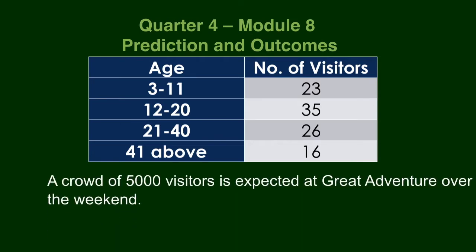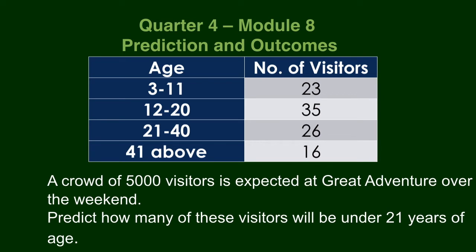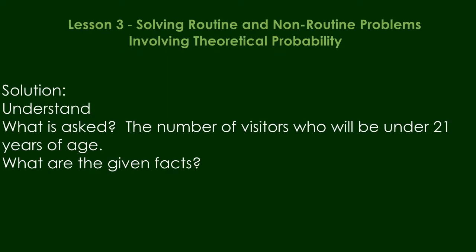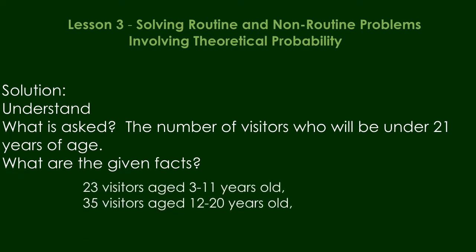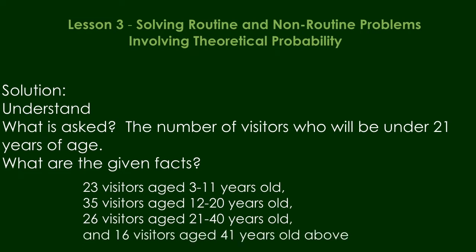A crowd of 5,000 visitors is expected at Great Adventure over the weekend. Predict how many of these visitors will be under 21 years of age. Let us solve using the steps. First, understand. What is asked? The answer is the number of visitors who will be under 21 years of age. Next, what are the given facts? We have 23 visitors aged 3 to 11 years old, 35 visitors aged 12 to 20 years old, 26 visitors aged 21 to 40 years old, and 16 visitors aged 41 years old and above.